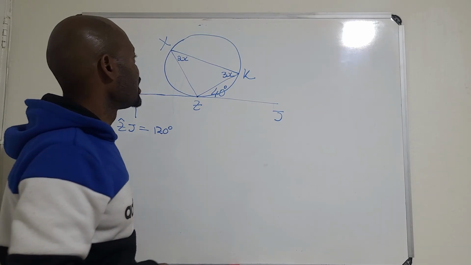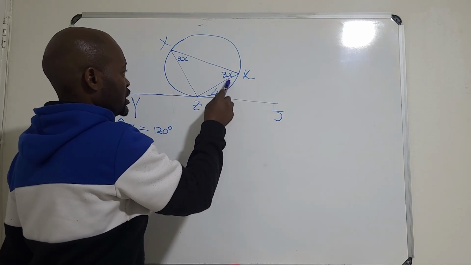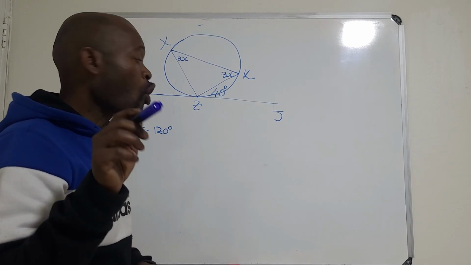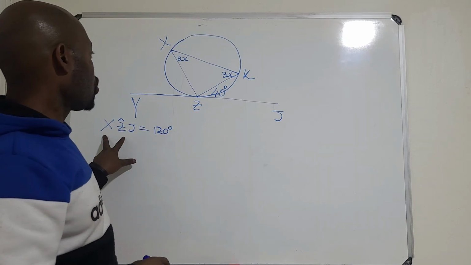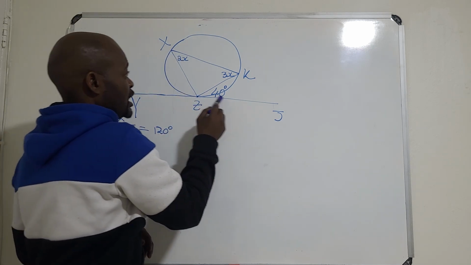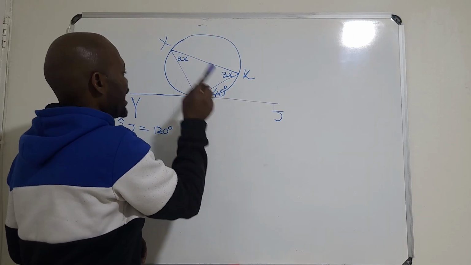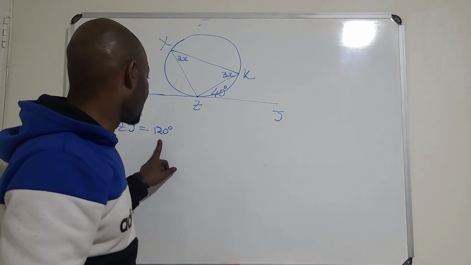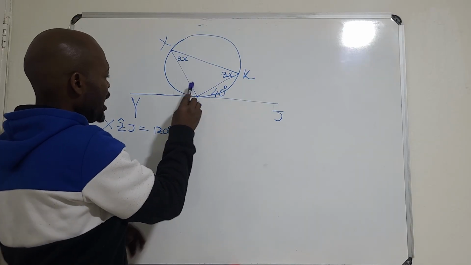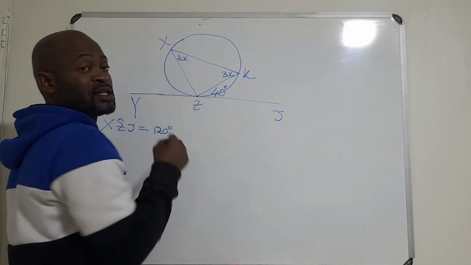We are also given that angle KZJ, which is this angle there, is equal to 40 degrees. We are told to prove that this whole angle here, angle XZJ, is 120 degrees. Now, for us to prove that this whole angle here is 120 degrees, we need to first find x.